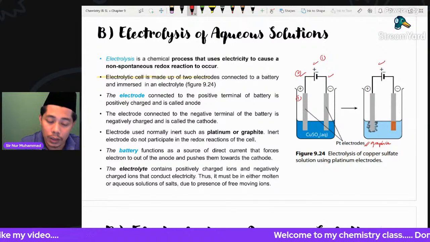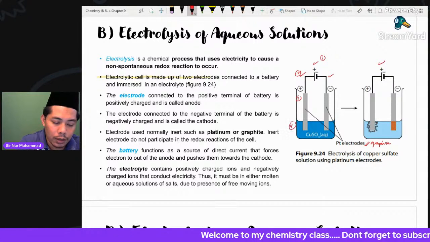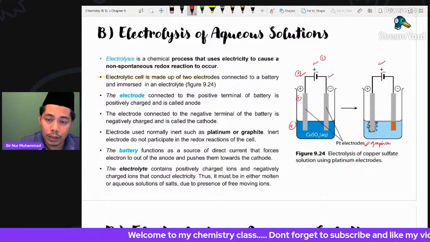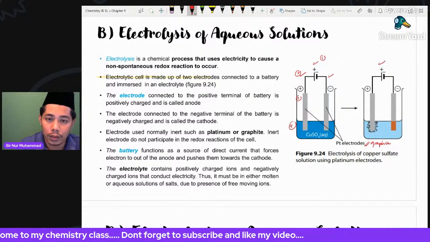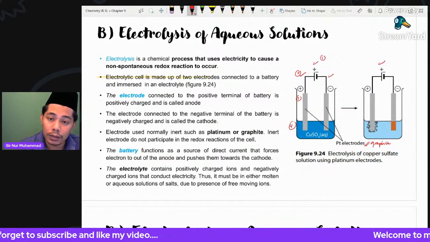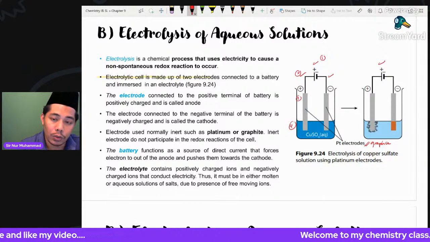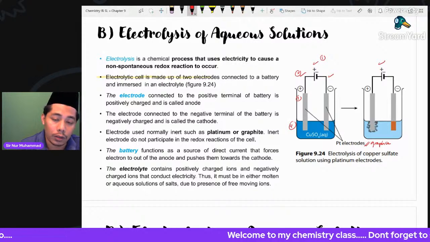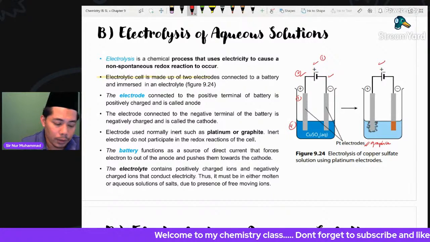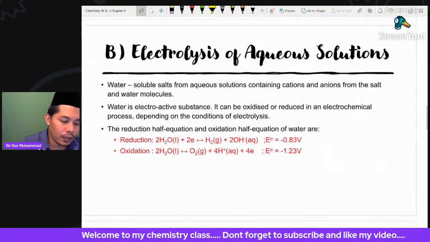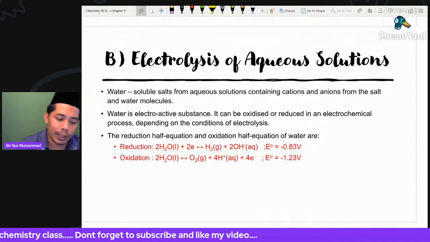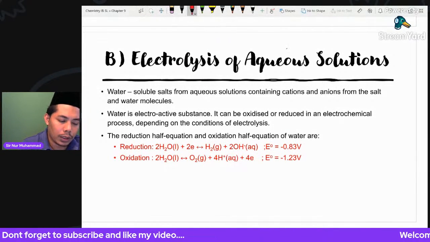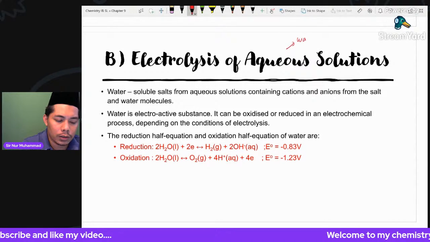And one container only. Okay, and make sure your electrolyte is ionic compound or aqueous solution. Sometimes it can be molten. But make sure there are free moving ions inside your electrolyte. Okay, next. For the electrolysis of aqueous solution, when I say aqueous solution, meaning that it has water.